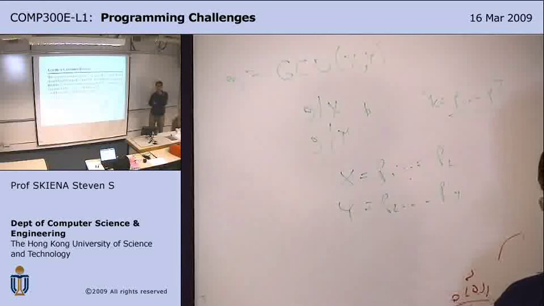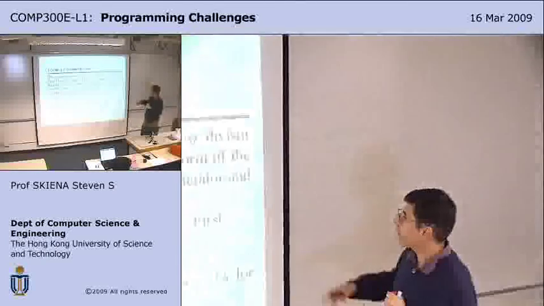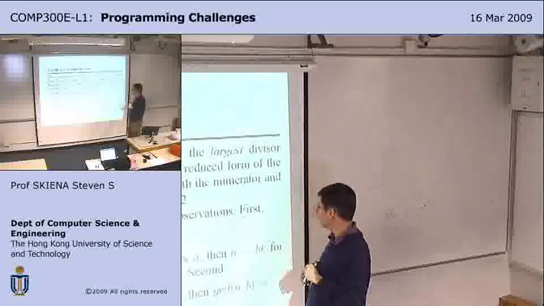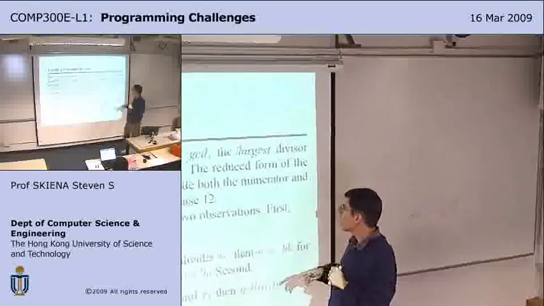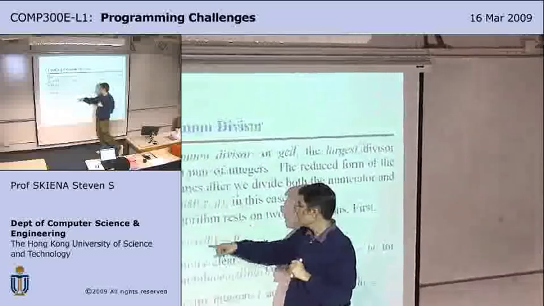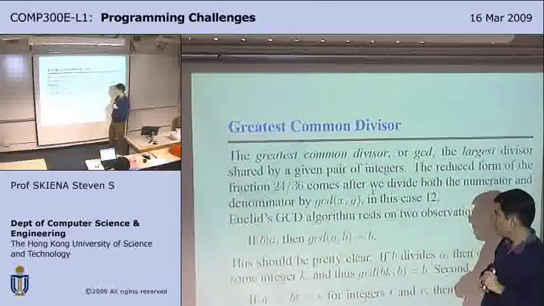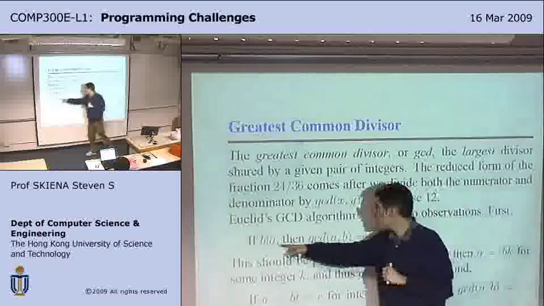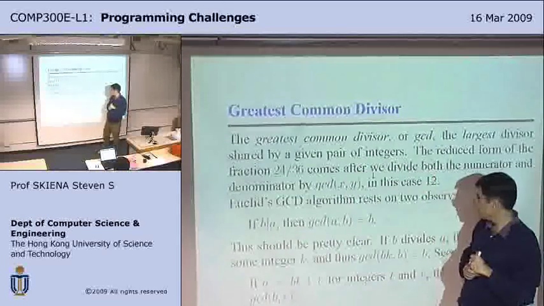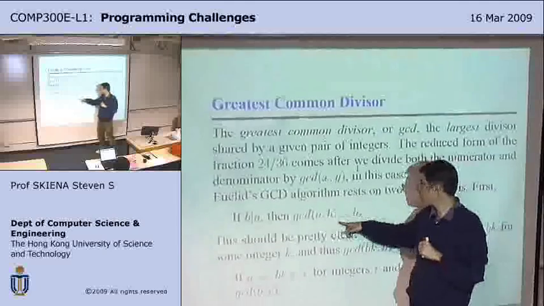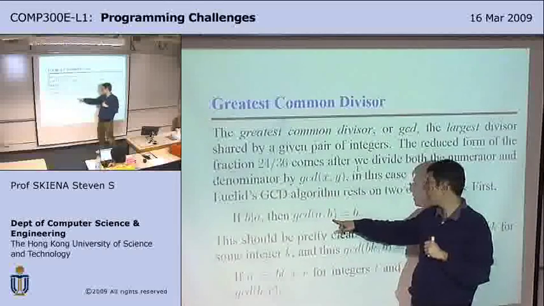Otherwise, how many people have seen the recursive algorithm for it? Who has never seen the recursive algorithm for it? It's an interesting algorithm that was developed by Euclid. He noticed that if B divides A, meaning that A is a multiple of B, then the greatest common divisor of A and B is going to be B.